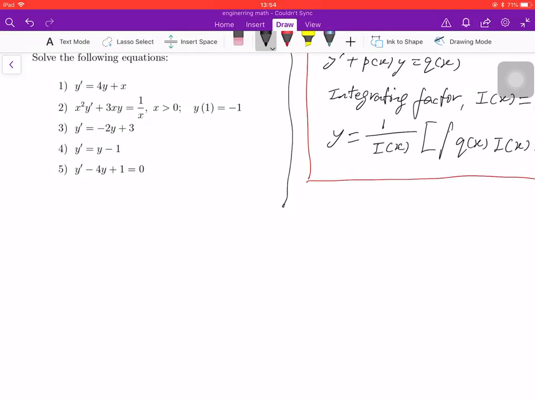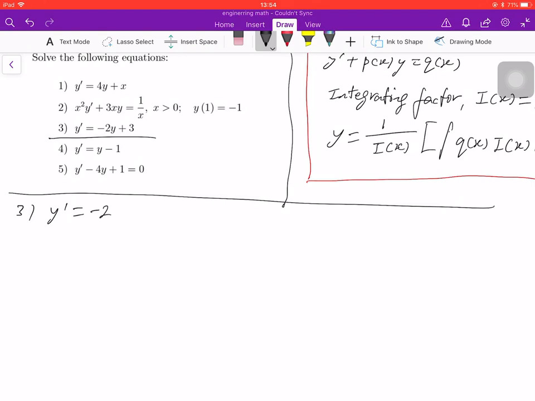Okay, now we see question number 3. Question number 3 is y prime equals minus 2y plus 3. So we rewrite it down. We have dy/dx in the standard form. So we move minus 2y to the left-hand side with plus 2y, and this is equal to 3, right?